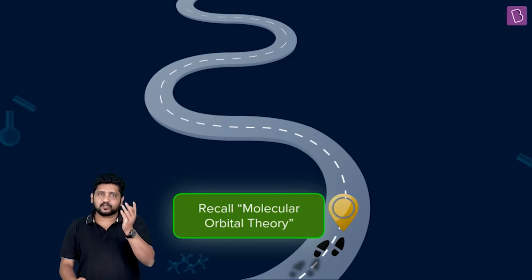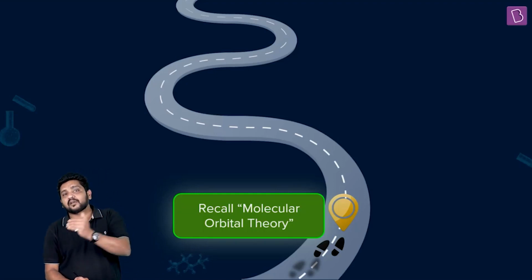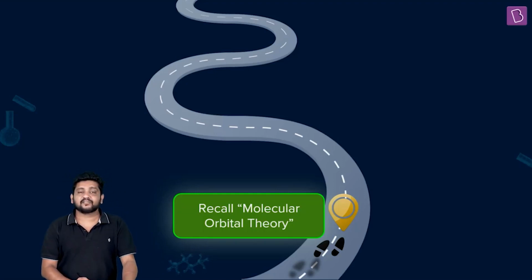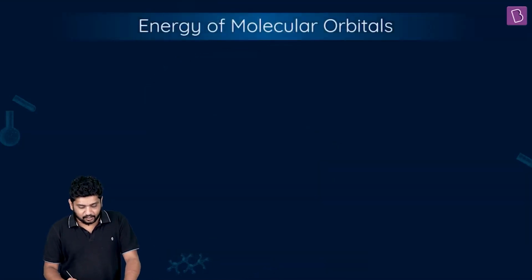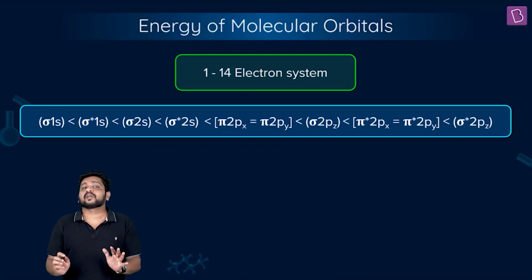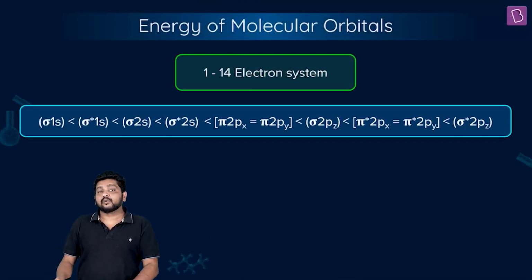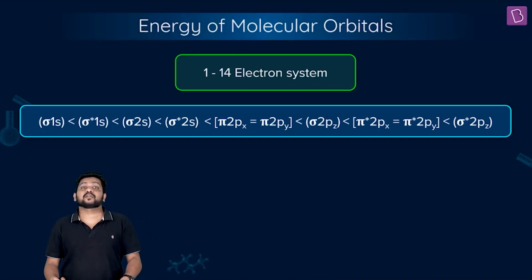So I'm sure you remember in MOT, for a number of electrons less than 14 we have one order, and for number of electrons greater than 14 we have another order. Let's look at the molecules that are given to us. We'll write down their electronic configuration and calculate their bond orders. Why? Because that is the official way to determine if a molecule will exist or not.